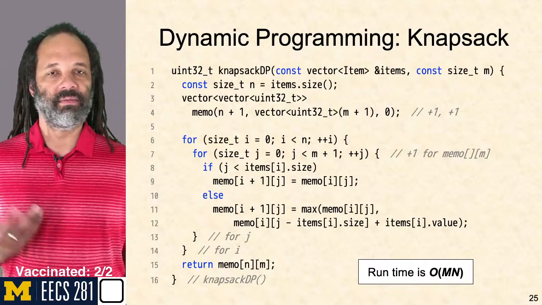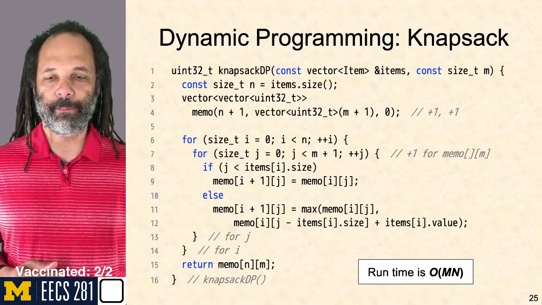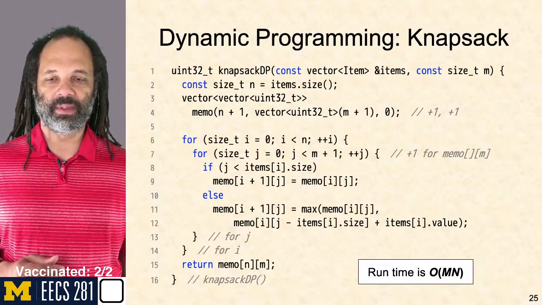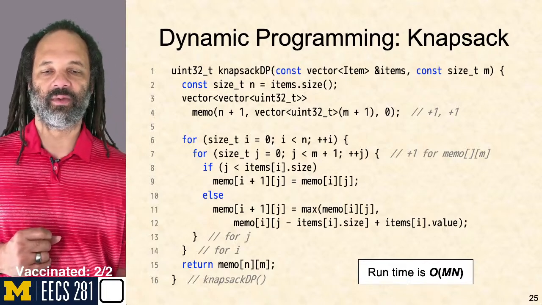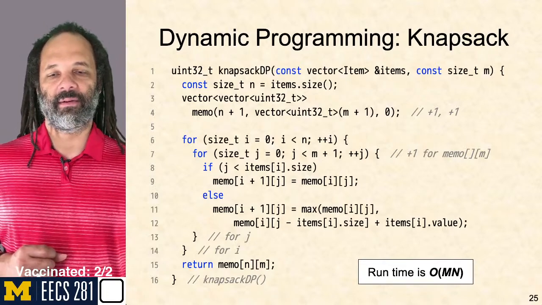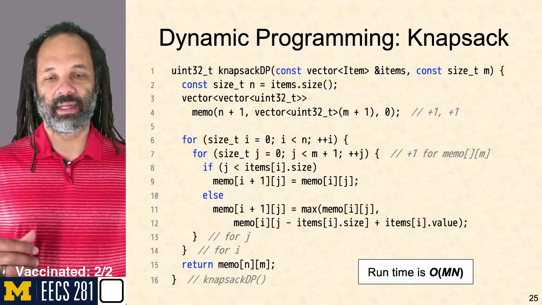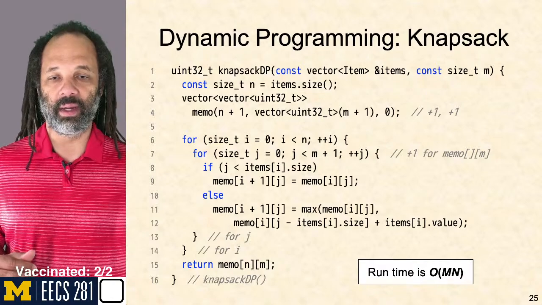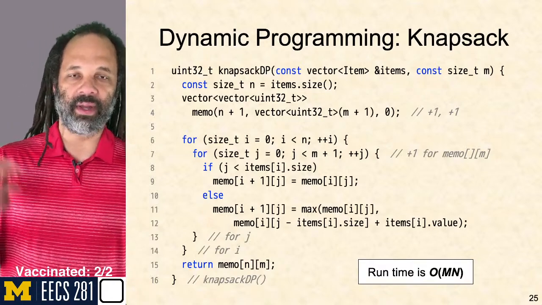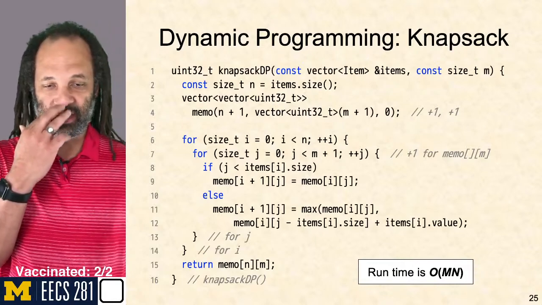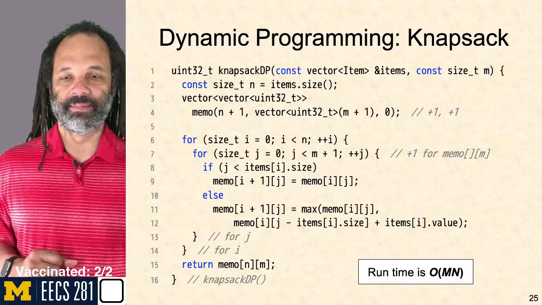Here is an actual C++ implementation of a knapsack DP. We've got two loops in lines 6 and 7. The for loop in line 6 goes from 0 up to n. The for loop in line 7, which is nested, goes from, in the worst case, 0 up to m plus 1. So that's a big O of n surrounding a big O of m. So it's easy to figure out then that this is a runtime of big O of mn.